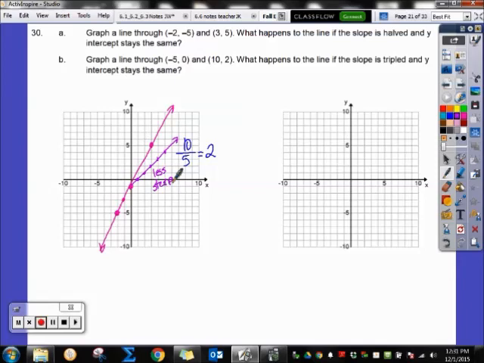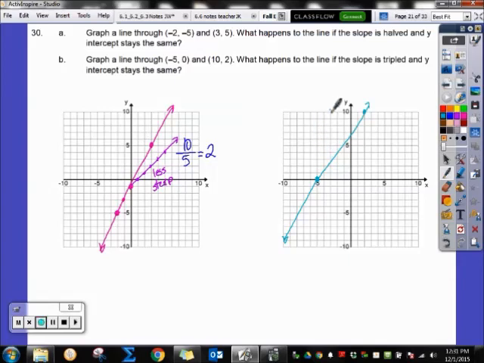Then for B, I'm going to do the same thing. I'm going to start out by graphing that line, so negative 5, 0. Then I have 10, 2. So here's the line. And once I count my slope, and this time the slope is going to triple and the y-intercept stays the same. So first thing I'm going to do is count my slope. 1, 2, 4, 5, 6, 7, 8, 9, 10.